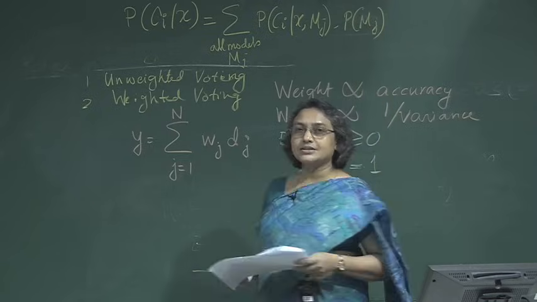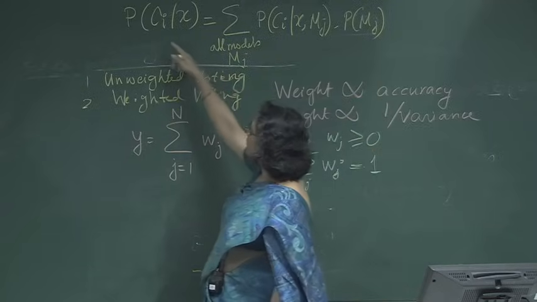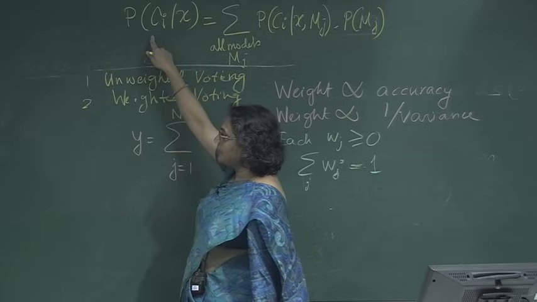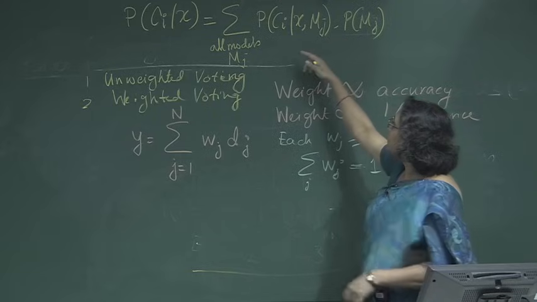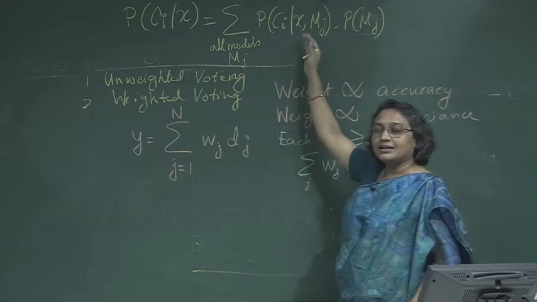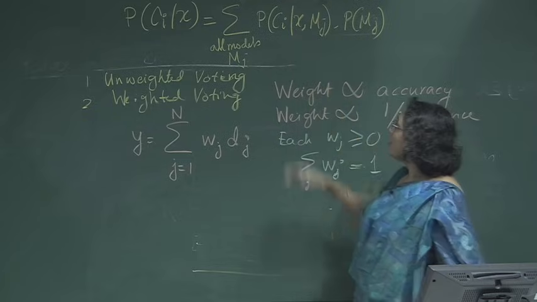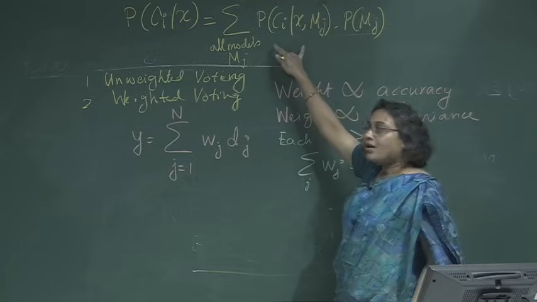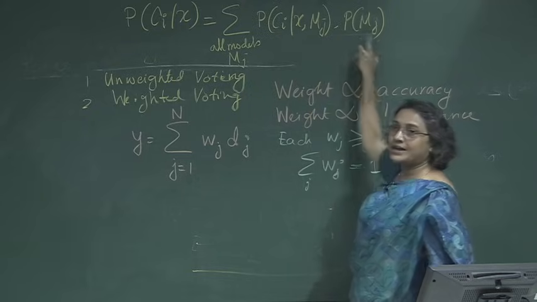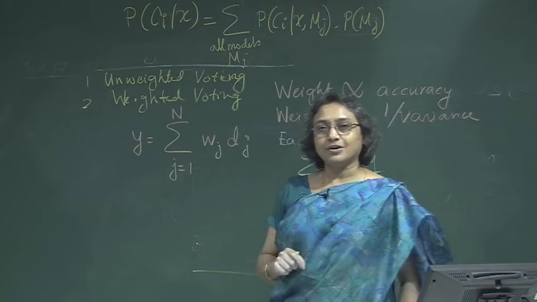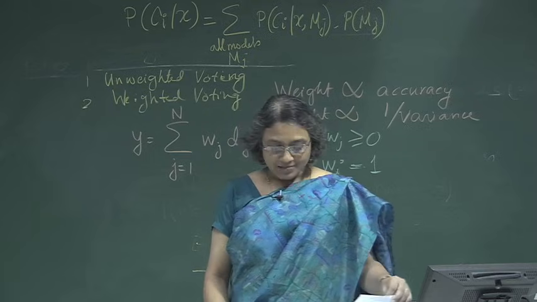Okay. So, this is what is given by Bayesian learning. In Bayesian learning, what we are doing is finding the probability of a class in terms of the prior probability of the model and the probability of class i given the learning test set and the model. So, we are combining the outputs of the different models, and the weights are the prior probability of the models.